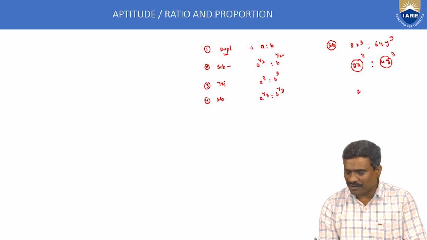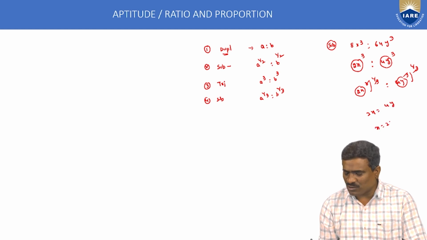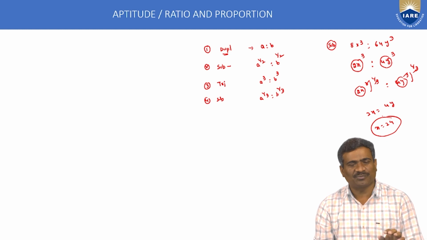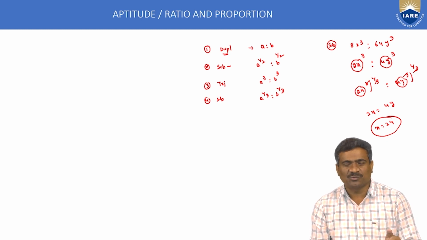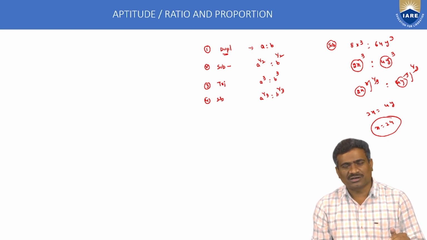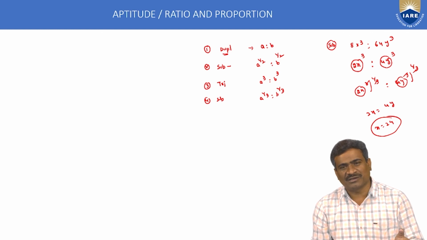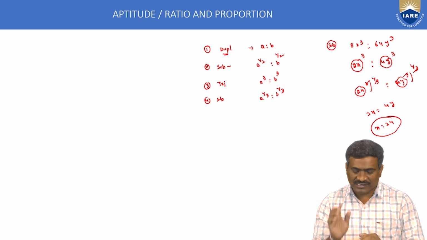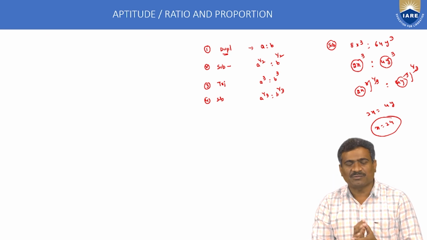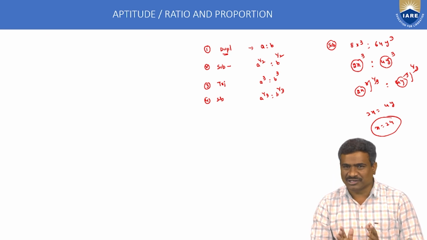Subtriplicate: apply power 1 by 3, (2x) whole cube power 1 by 3, next (4y) whole cube power 1 by 3. Next, 2x is to 4y is equal to x is to 2y. This is called subtriplicate ratio. Duplicate is power 2, sub is power 1 by 2, triplicate is power 3, sub is power 1 by 3, and so on. This is about duplicate, subduplicate, triplicate, subtriplicate conditions.